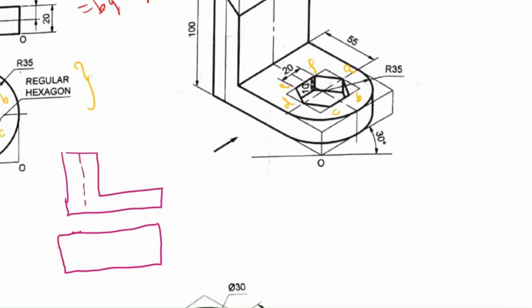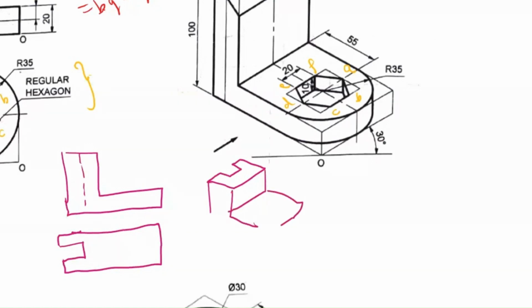In order to draw the slot, I will draw it here like this. So this you can see is a slot. Where is this slot? The slot is on the rectangular surface. So how will you draw the 3D of this? The 3D or isometric, whatever you say, will be like this.